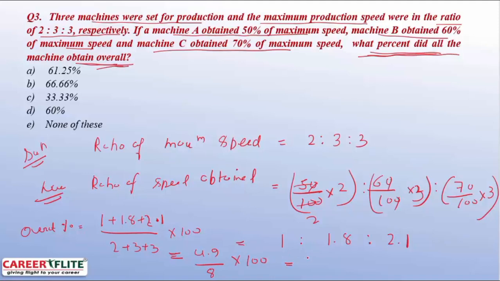Solving this, we will get 61.25%. So option A is our correct answer.